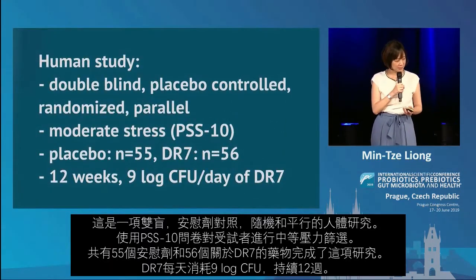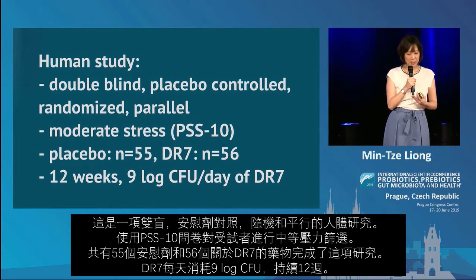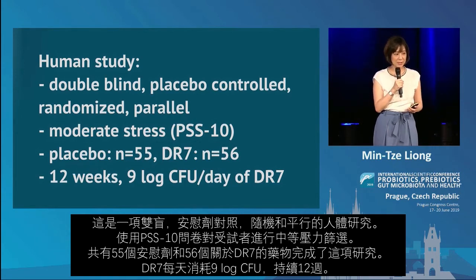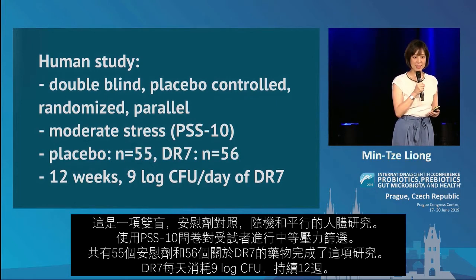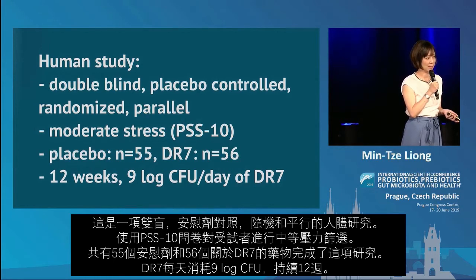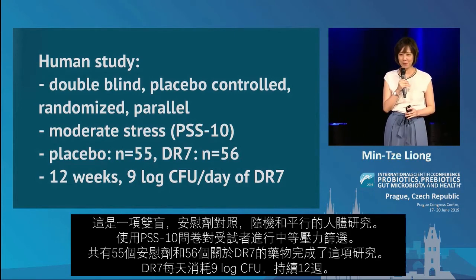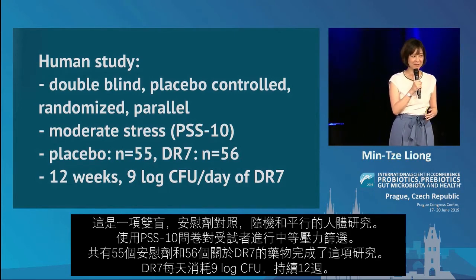This is a double-blind, placebo-controlled, randomized, parallel study. We screened all our subjects for moderate stress using the PSS-10 questionnaire. If they are not stressed, then obviously they don't qualify. And believe it or not, there are so many academicians that don't qualify, not stressed. We had 55 in the placebo group and 56 in the DR7 group. It was 12 weeks, with consumption of DR7 at 9 log CFU per day.